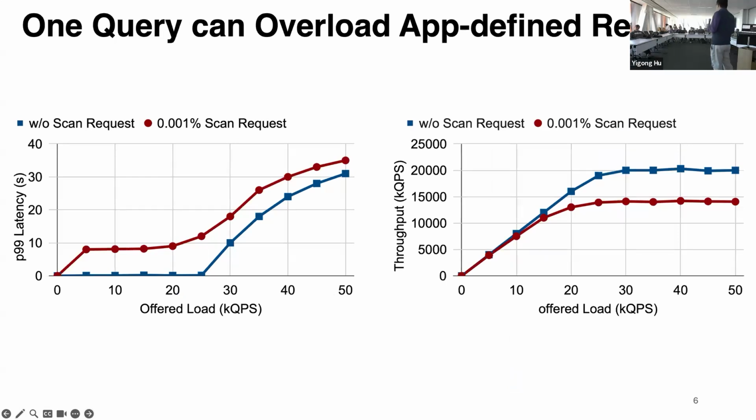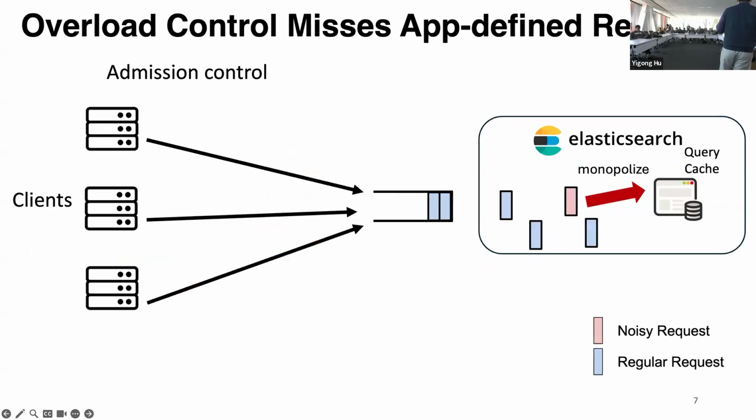So this means that in this application-defined resource overload scenario, there are several queries that cause more severe impact than other queries. But the problem is: how can we locate these problematic queries and mitigate this resource overload effect? Traditionally, this is done by using overload control.